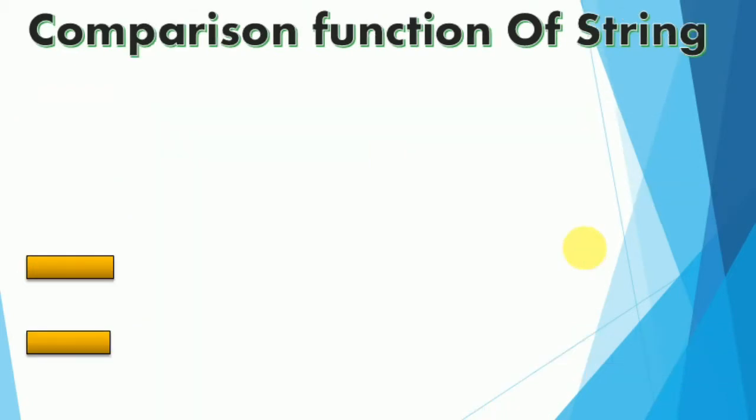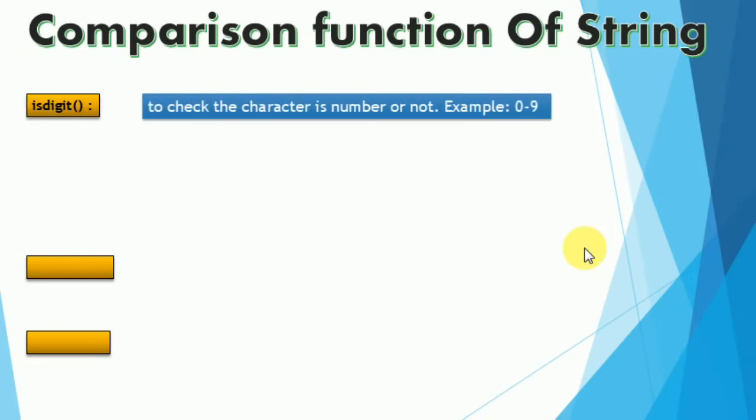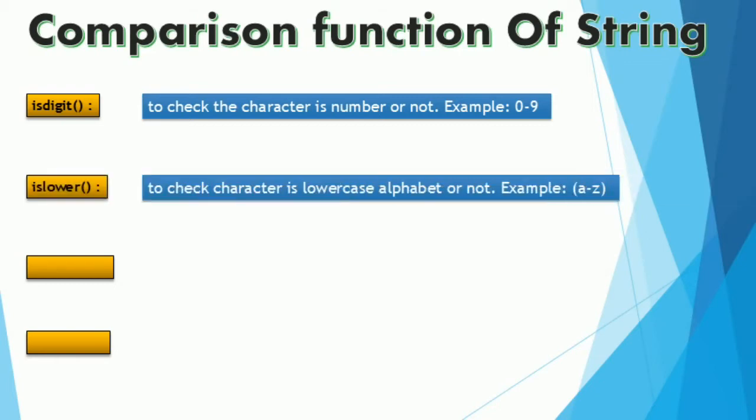Next is comparison functions. If you move to the comparison, first one is isdigit. What is the use of this? Where is digit is written, it means it's going to check whether the characters in a string are a number or not. Next one is going to be islower. It is used to check whether the alphabets are in lowercase or not.